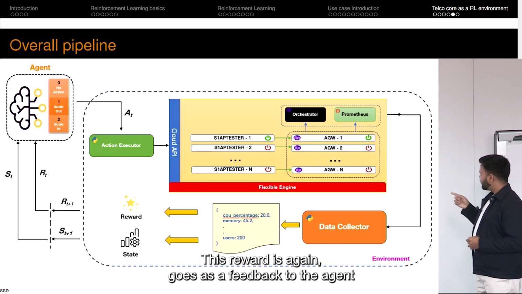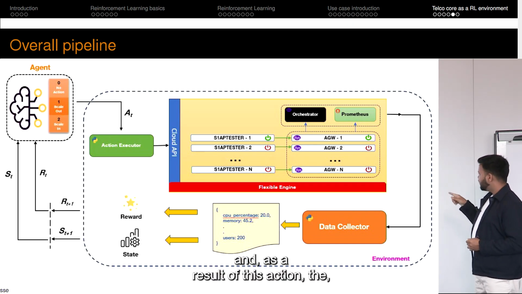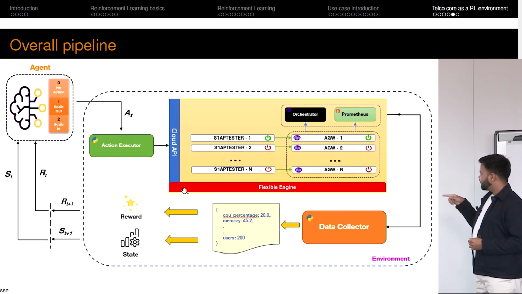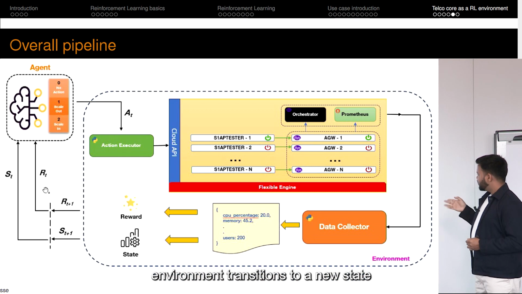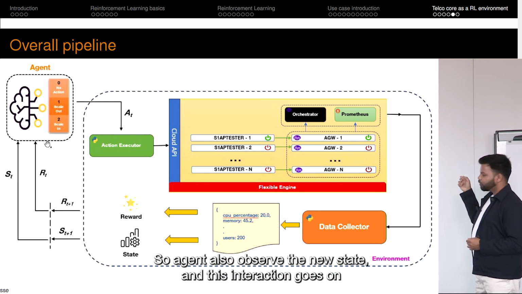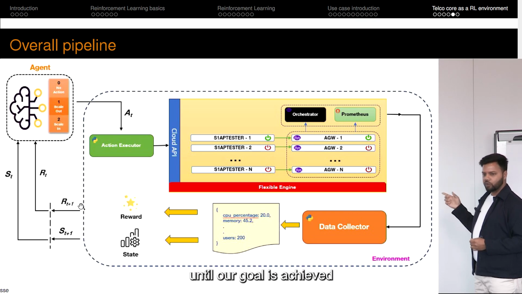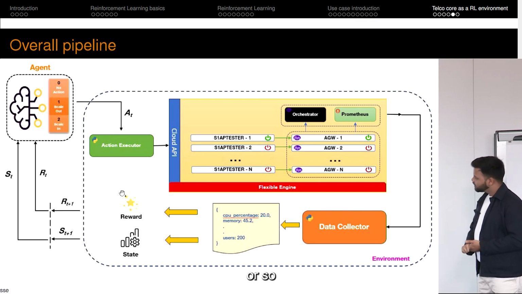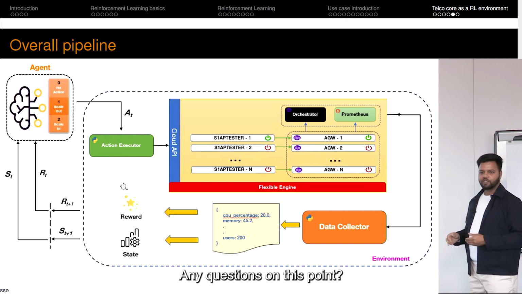This reward again goes as feedback to the agent, and as a result of this action, the environment transitions to a new state. So the agent also observes the new state, and this interaction goes on until our goal is achieved. Any questions on this part?